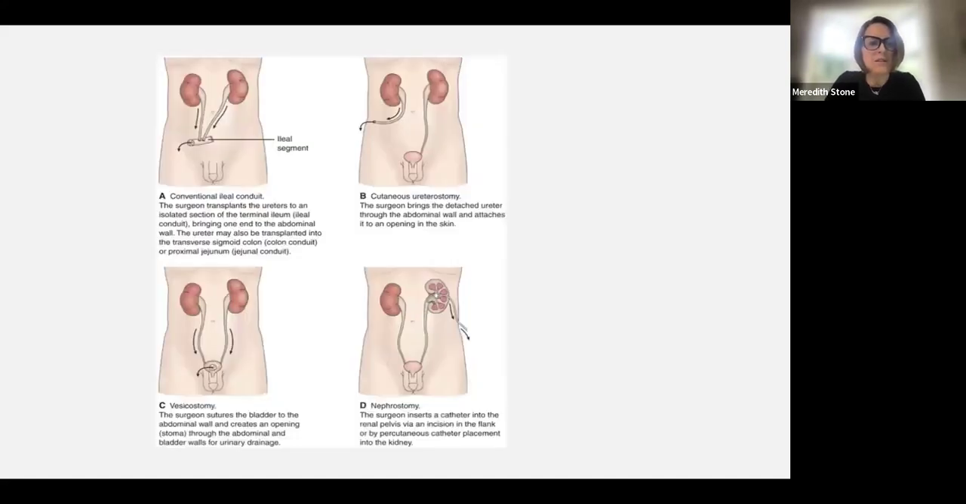So here you can see some different types of the ileal conduits, right? Urostomies, vesicostomies, and nephrostomies. I think nephrostomies are probably the ones that you see most often, where a catheter is put into the renal pelvis, in the flank area, into the kidneys, and then the tube comes out on the outside of the body, and there's a bag for you to empty as well.